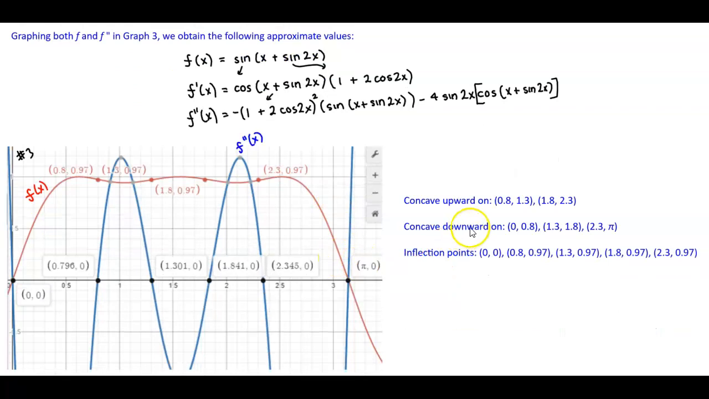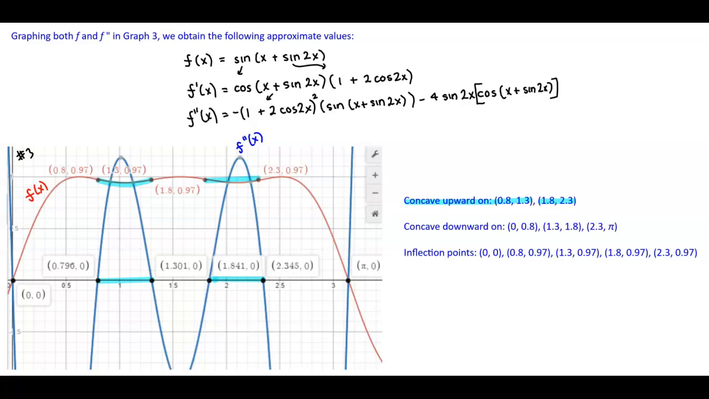Where is it concave up? Well, we can see that it's concave up between 0.8 and 1.3. So if we look here between 0.8 and 1.3, it's concave up. So it's in between those values on the second derivative. Okay, and it's also concave up between 1.8 and 2.3. So it's concave up here between 1.8 and 2.3.